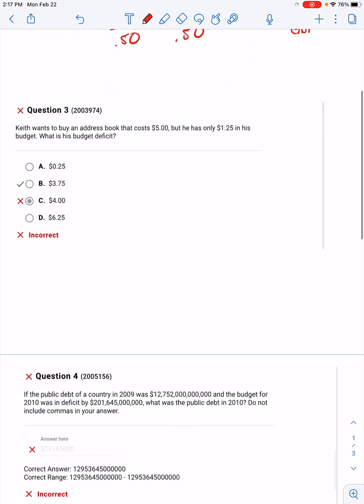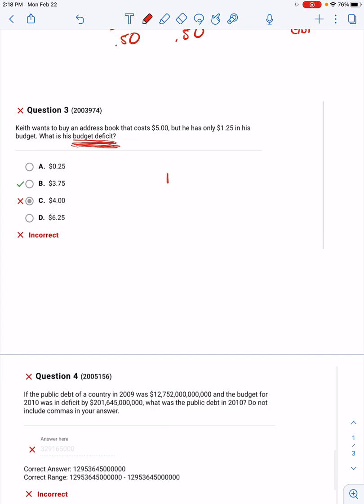Okay, question 3. Keith wants to buy an address book that costs $5, but he only has $1.25 in his budget. What is his budget deficit? So that means how much is he short? If he has $1.25 and what he wants to buy is $5, a deficit is how much money you are short, or how much extra money you would need in order to buy it, okay?